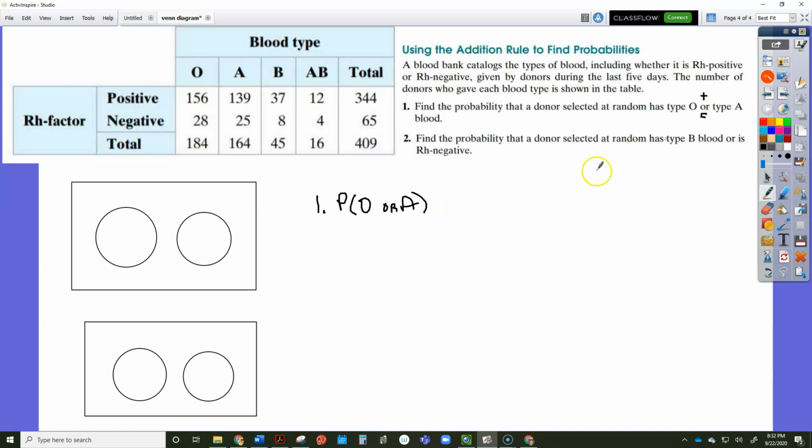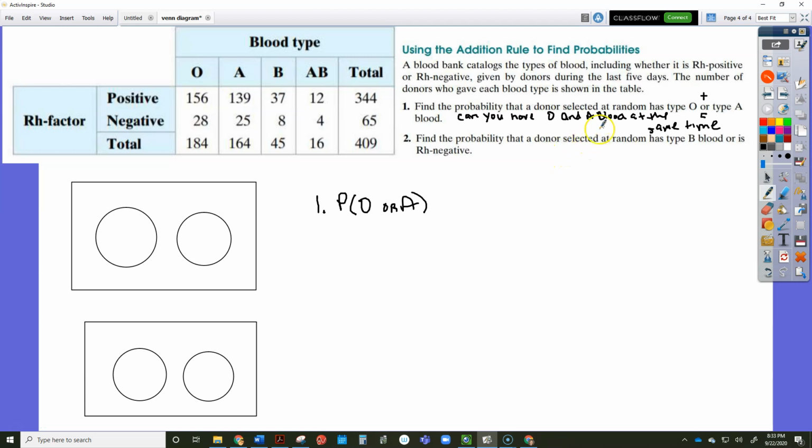But what I need to know is, is this mutually exclusive or not? So the question is, can you be O blood and A blood at the same time? In other words, if they check your blood, will it come out O, and then another time will it come out A? Can you have the same blood coming from one arm test two different types? And the answer is no.